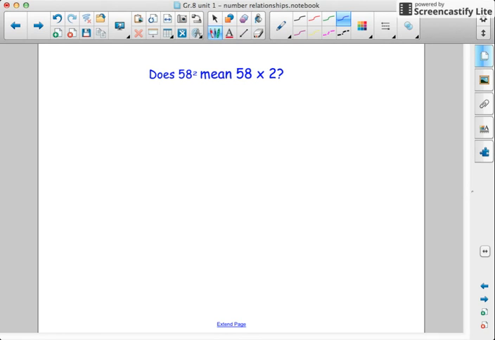So, does 58 squared mean 58 times 2? This can be a common mistake made at times. It does not actually mean that. 58 squared actually means 58 times 58. Okay, and whatever that number would be is your perfect square. All right, so you do not multiply it by 2 just because it has a little 2 for an exponent. That just means how many times it's going to be in the multiplication question.